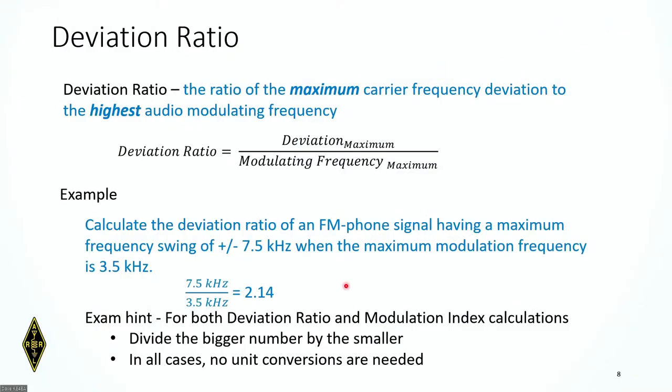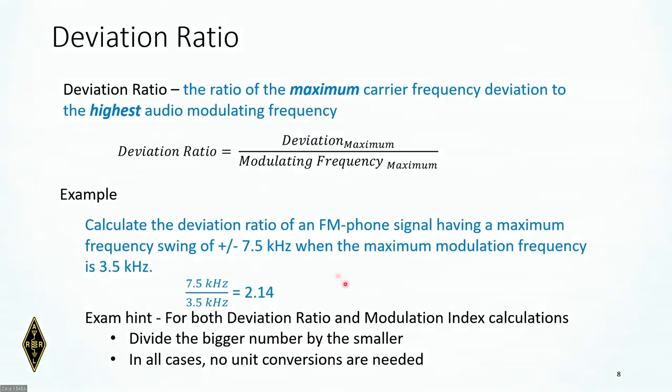It could be minus 2.14 because of the plus or minus if it was indicated in your numerator as minus 7.5, or is that impossible? Oh, the way the formula works, when you talk about maximum deviation, that's the amount either above or below the carrier. So either one would work.